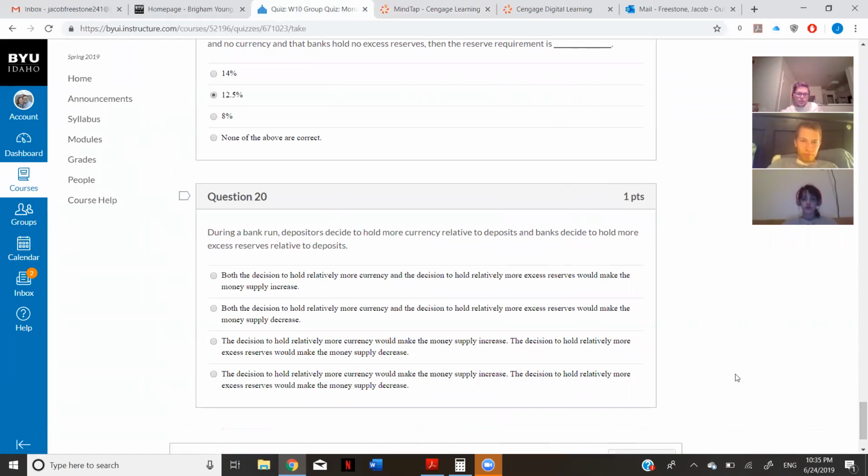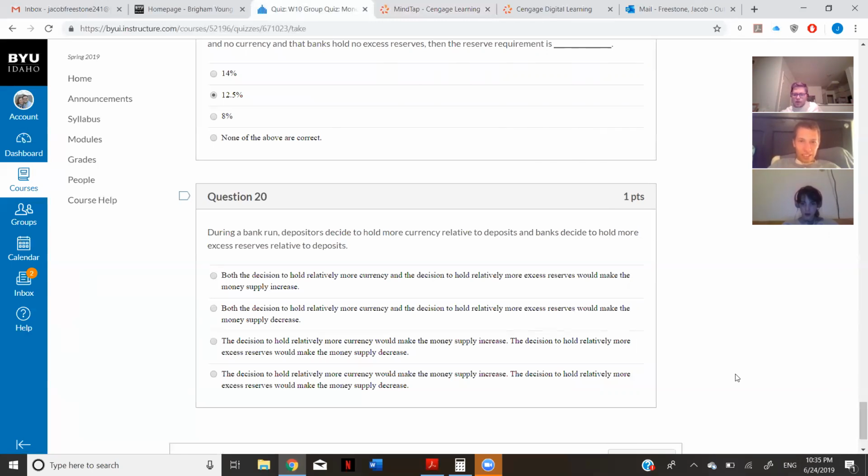During a bank run, depositors decide to hold more currency relative to deposits, and banks decide to hold more excess reserve relative to deposits. I don't really get this question because it's not really a thought, and then if you look at the answers, A and B are the same, and C and D are the same. Oh, I didn't even notice that. So I said B, but that's weird. That is really weird. I don't know what to do for that one.